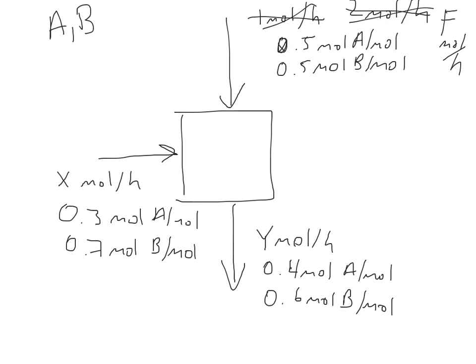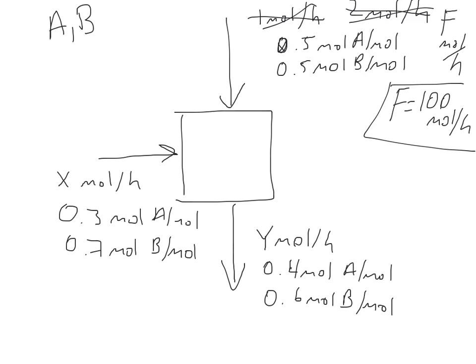I don't know anything about the flow rates, but I will assume a basis. I'll assume F is equal to 100 moles per hour, just a nice round number. Once I've assumed a basis for F, I can solve for X and Y based on this assumption. Then if I need to, I can scale everything back down to an appropriate value, whether that's 1 mole per hour or whatever. And that's the idea behind basis.